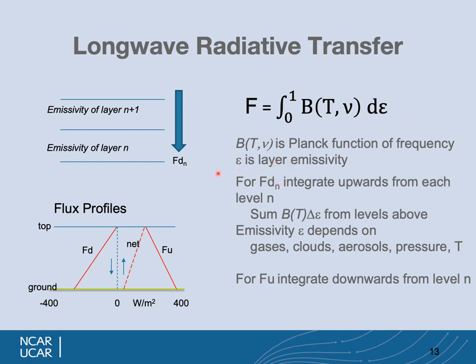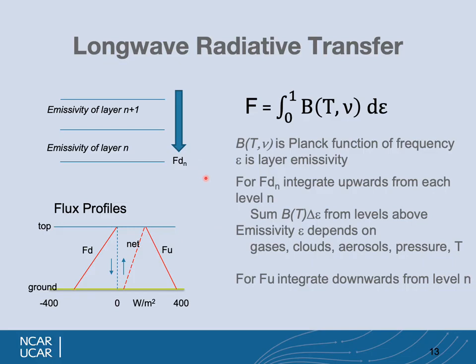So B is the Planck function of the frequency, and for FDN here, you do an integration upwards from each level. So this is integrating the emissivity of the layers n and n plus 1 all the way up to the top, and to give you a final value of F at the level n.